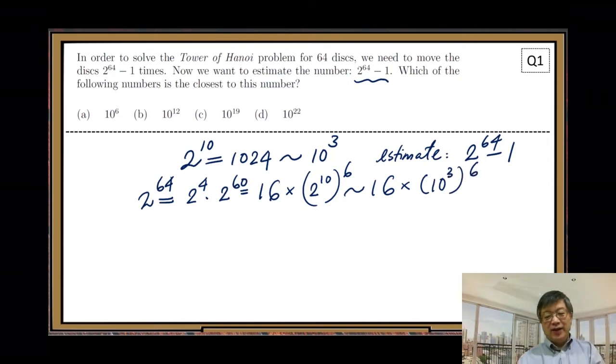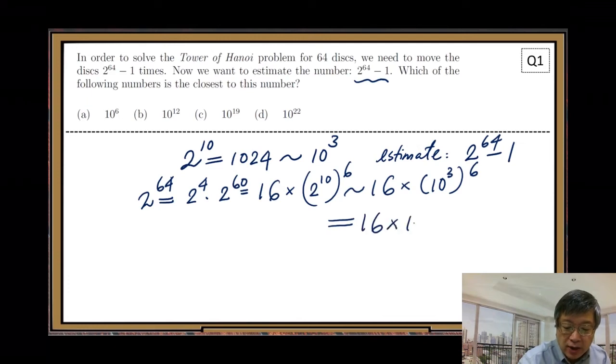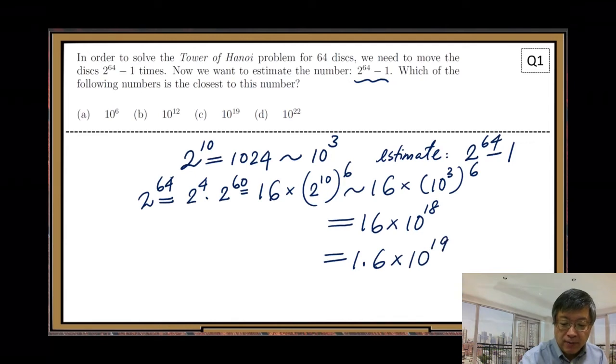All right, so then that equals 16 times 10 to the 18th. Then another step, 1.6 times 10 to the 19th. So that's our estimate conversion. Now, which of the following is closest?